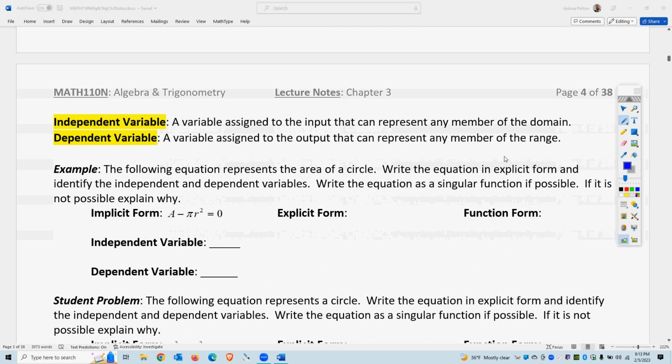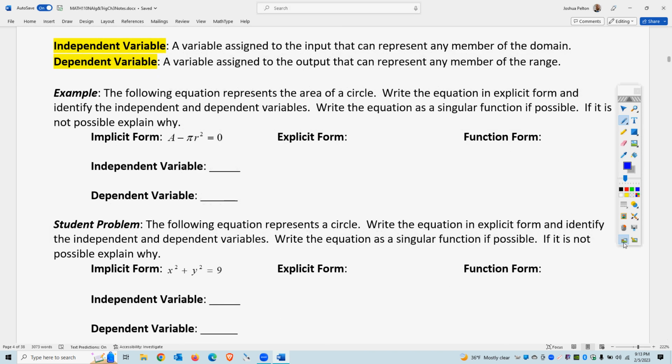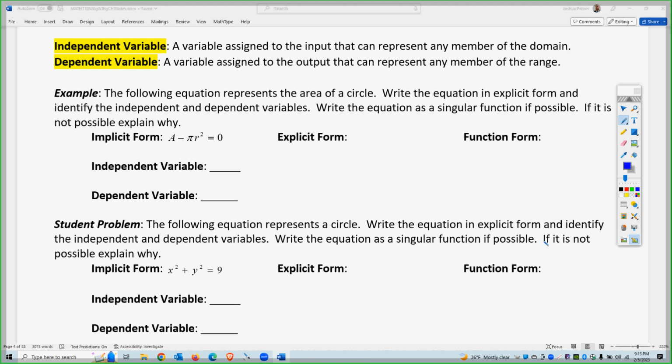Okay, so independent versus dependent variable tends to be the question. So the independent is the one you plug in because you can plug in anything you want, and the output variable is the dependent variable because whatever you plug in is going to give you something, and what that gives you is dependent on what you plugged in. That's why it's called the dependent variable.